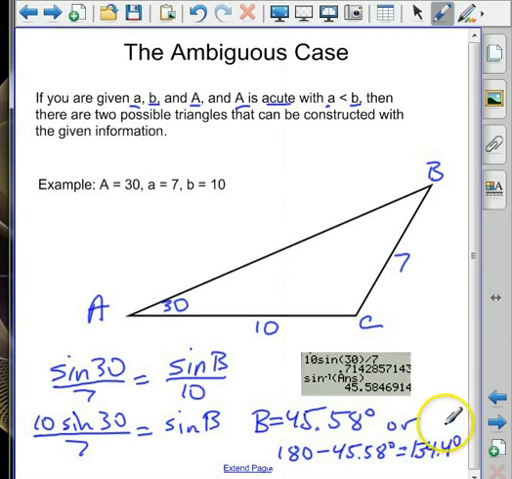So which one's right? Well, they're both right, and you have to construct two separate triangles. One with B as a 45-degree angle, and another one with angle B as a 134-degree angle. This triangle here will have an obtuse angle at C, and this triangle here will have an acute angle at C. And so you just construct two complete triangles using those two values for B. That's pretty much what you need to know for law of sines. Good luck on your problems.